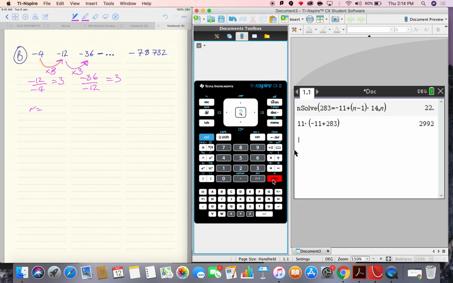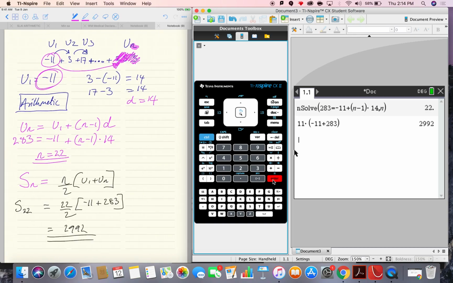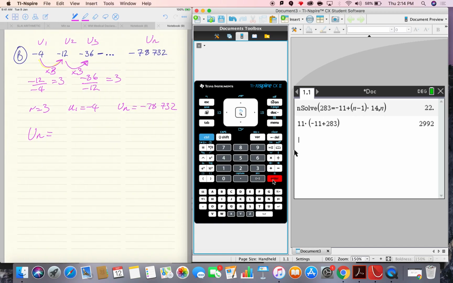So r equals 3, u of 1 equals negative 4, u of n is negative 78,732. This is u1, u2, u3, and this is u of n. Okay? So we want to find the sum of all those terms. First of all, we want to know how many. So we need a u of n formula again. So look, it's exactly the same structure as before, u of n formula. We know it's a geometric.